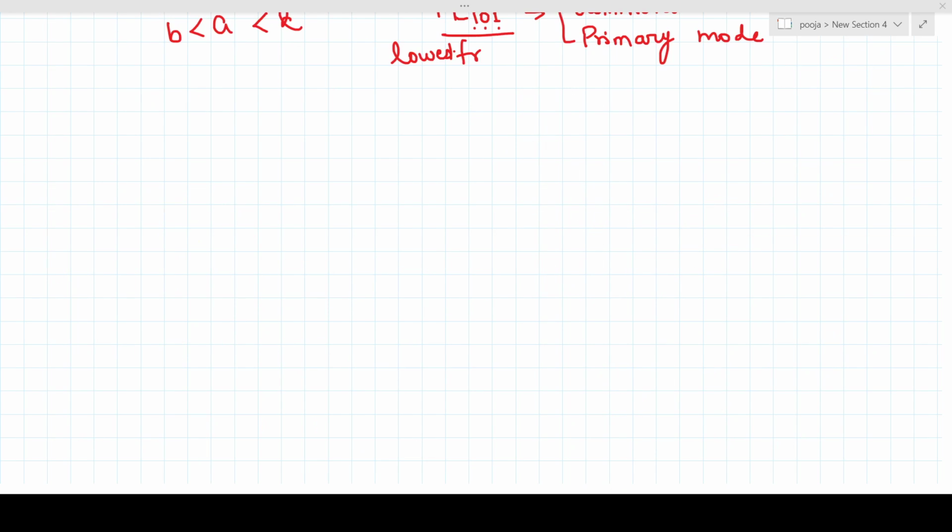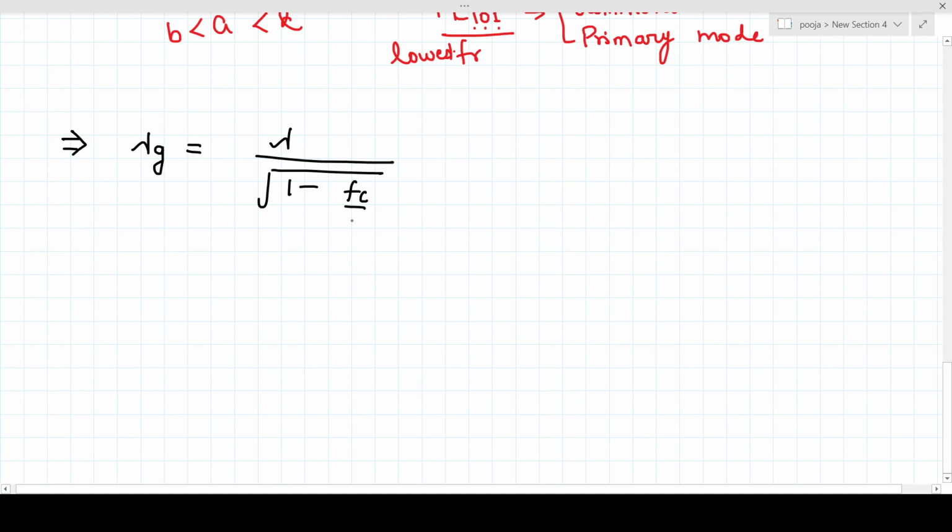Now let's derive the equation for resonant frequency. The guide wavelength in a rectangular waveguide was defined as lambda g equal to lambda over under root 1 minus fc by f whole square. In terms of lambda, since lambda is equal to c by f, we can write this equation as lambda g equal to lambda over under root 1 minus lambda over lambda c whole square. Let's give it equation number 1.